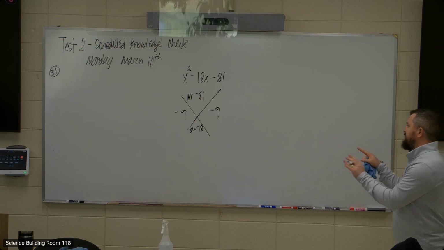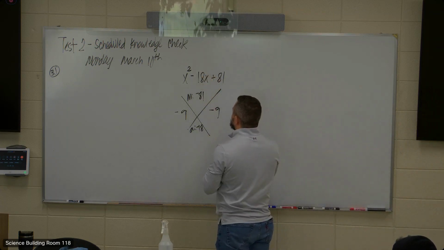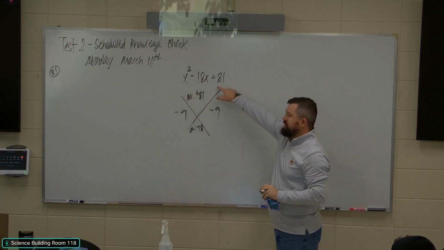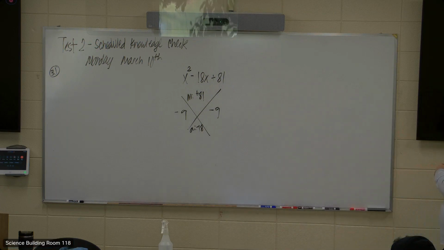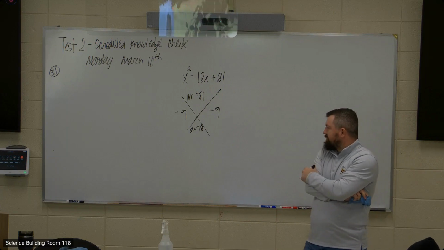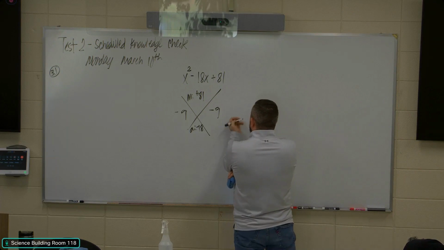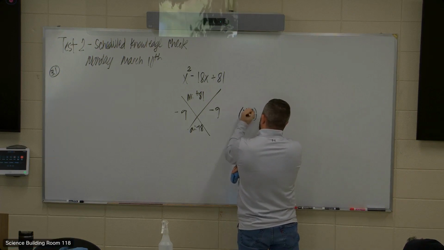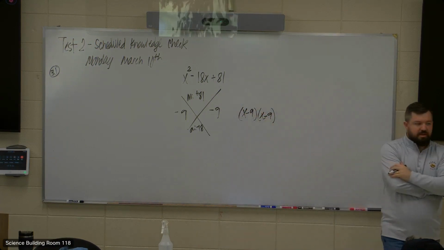Actually, this isn't right. Change the trinomial. Make it positive 81. I told you I'm not good at making up problems. And our answer would just be x minus 9 times x minus 9. That's the answer.